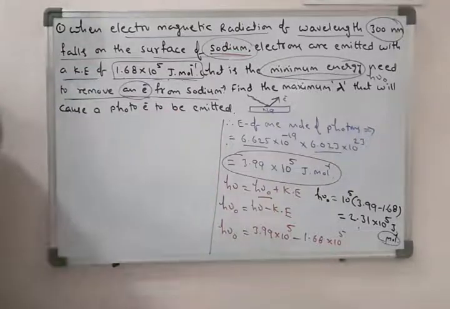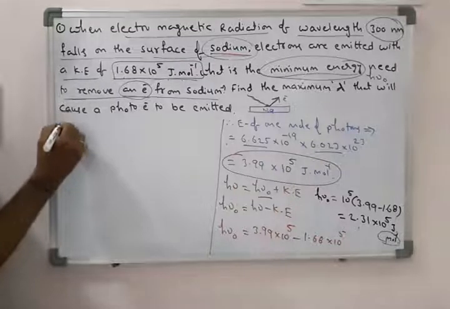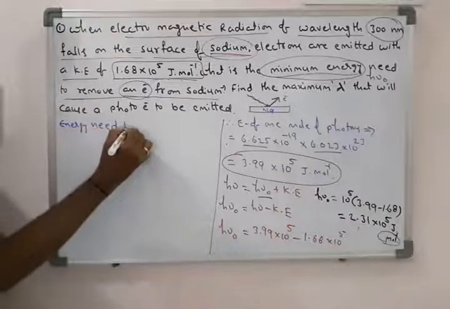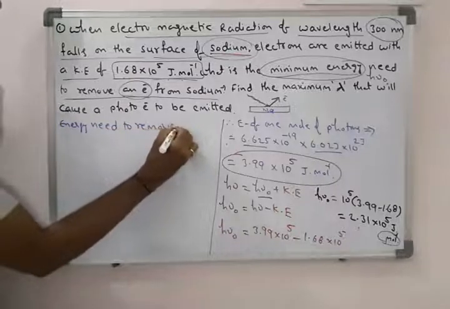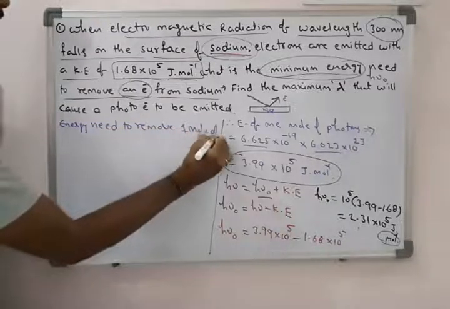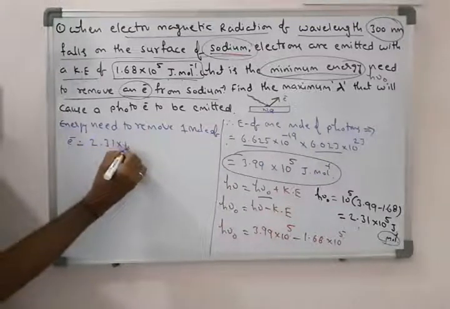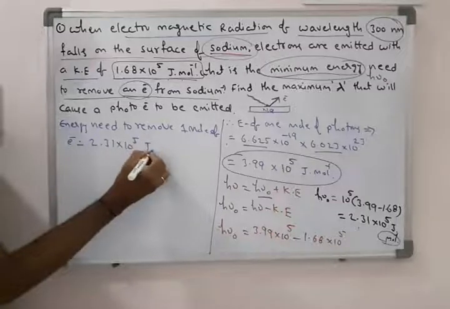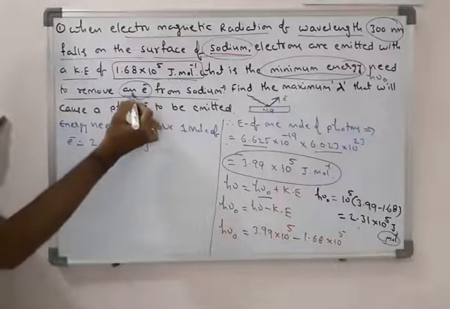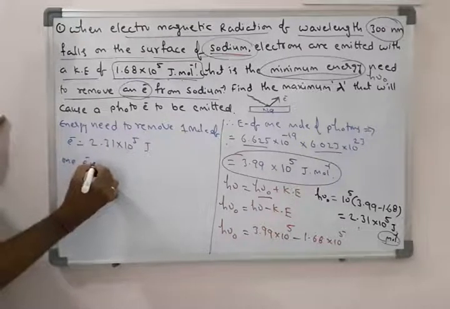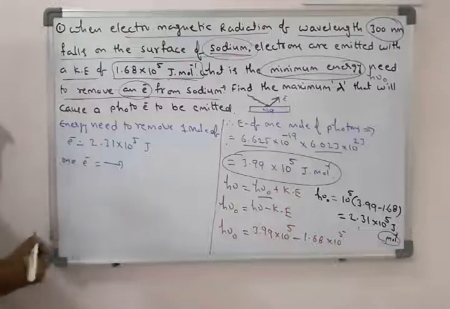See, to remove 1 mole of electrons, the energy needed to remove 1 mole of electrons is 2.31 into 10 to the power of 5 joules. Then what about removing one electron? For 1 electron, how much is it?